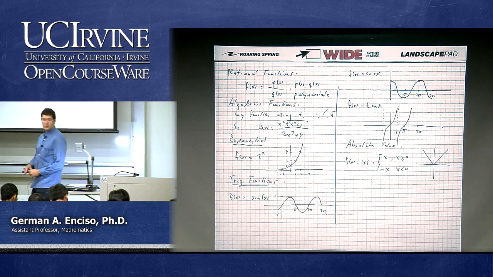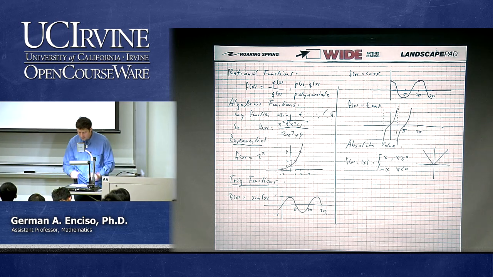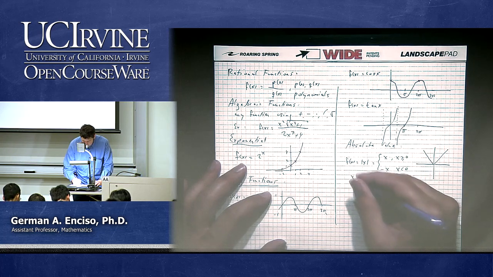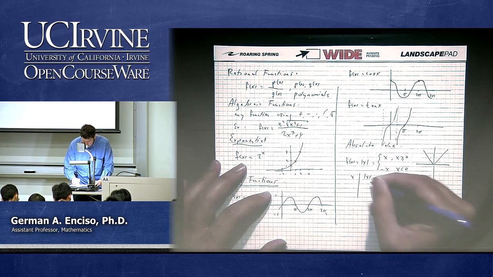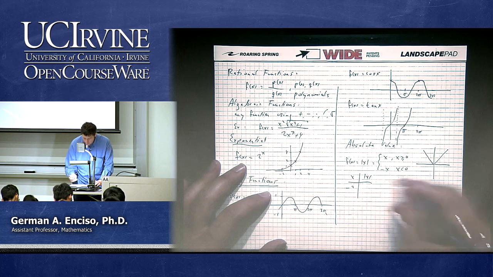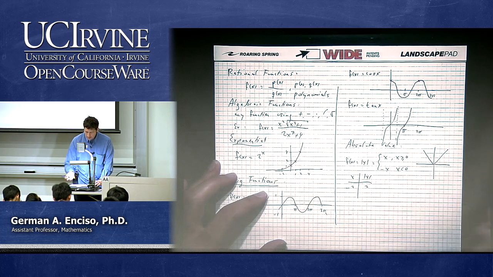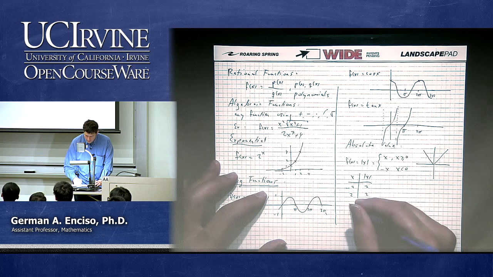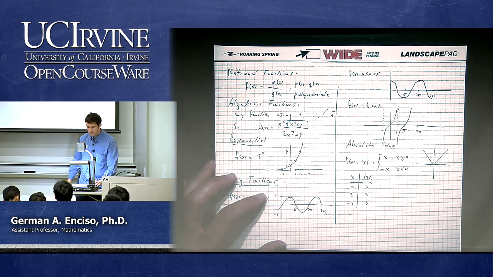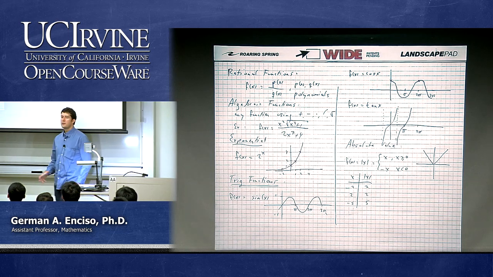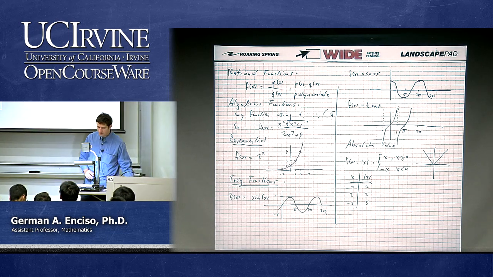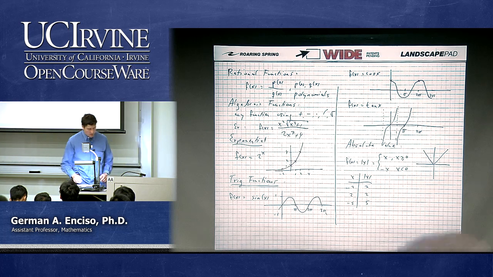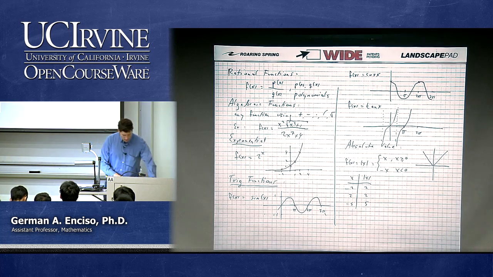So for example, absolute value of minus 2 is what? It's 2, right? Absolute value of 2 is 2. Absolute value of minus 5 is 5, and so on and so forth. So the absolute value just turns it positive. Great. Anything else?